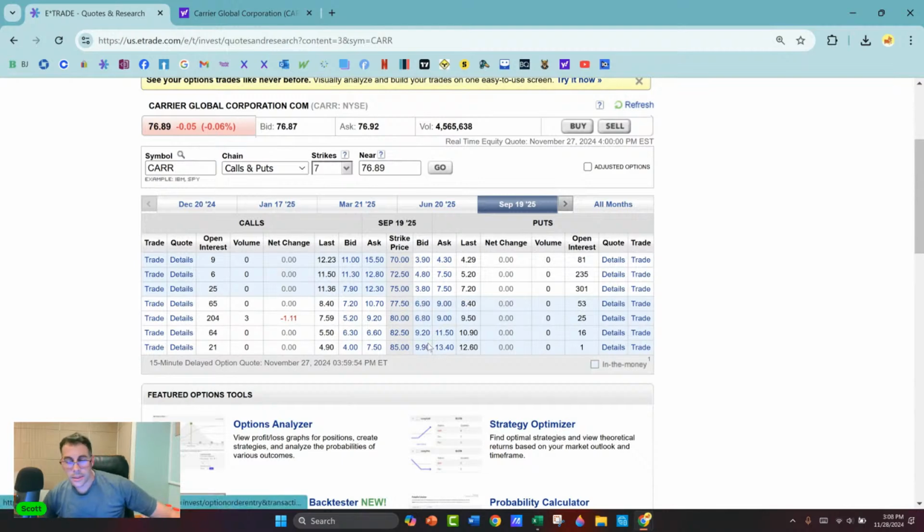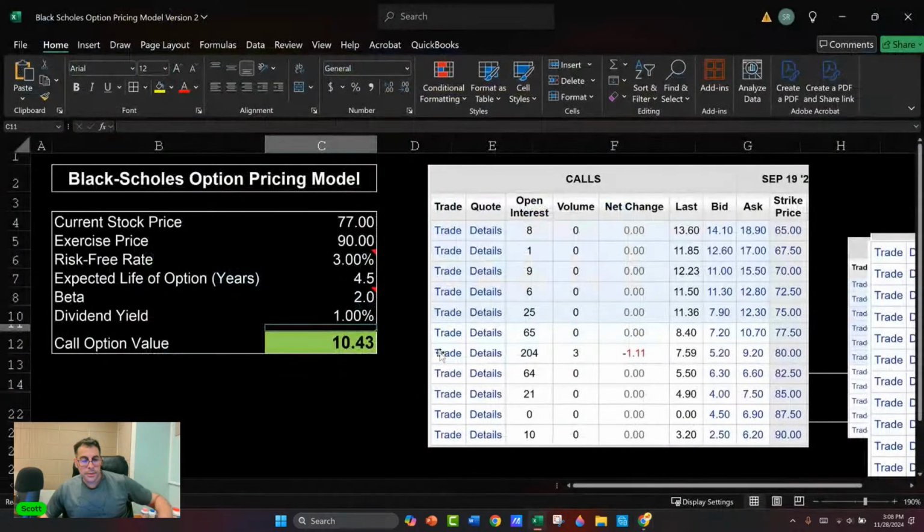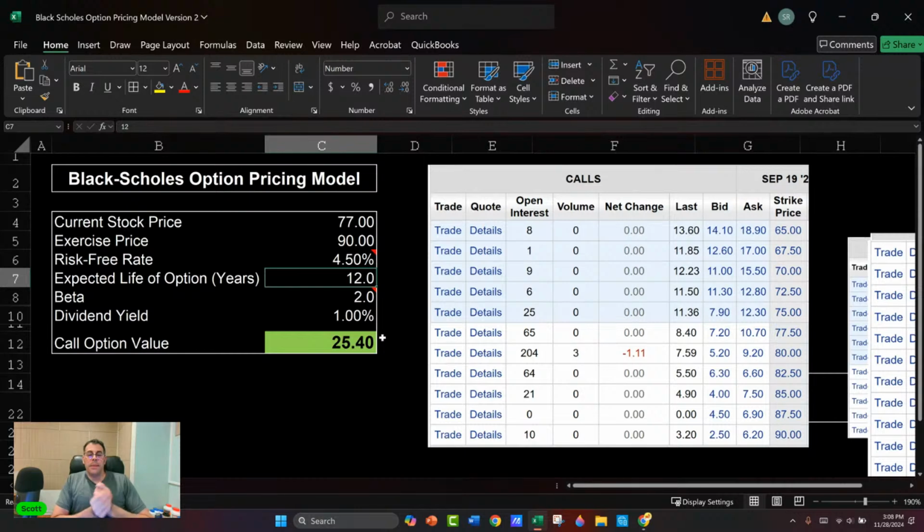Yeah, it's just calls. I'd have to change the model. Okay, so $90 exercise price. Expected life. Yeah, the more time you have, the more value, the higher the option is. Because when you have a limited amount of time, it makes the option almost worthless. Because you have to time it. It's really hard with options because you really have to time it right.